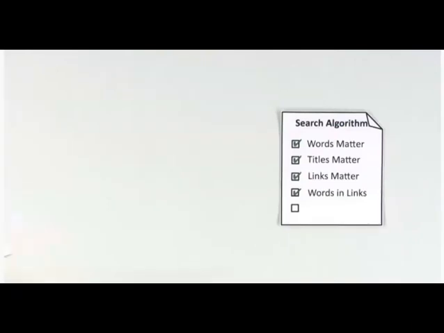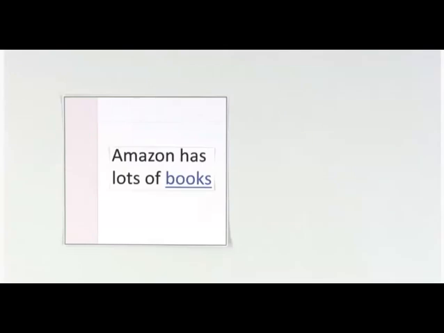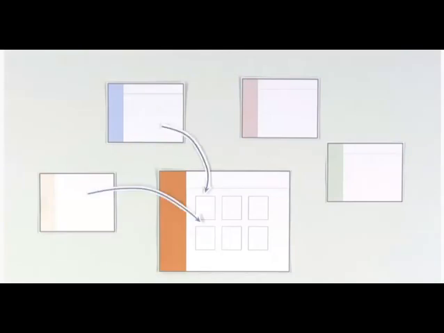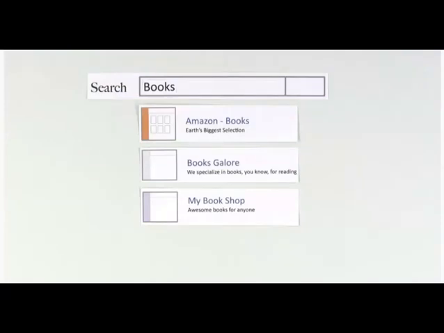Fourth, the words that are used in links matter too. If your web page says, "Amazon has lots of books," and the word books is linked, search engines can establish that Amazon.com is related to the word books. This way, when someone searches for books, that site will rank well.